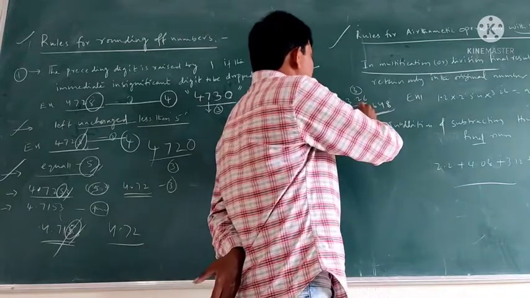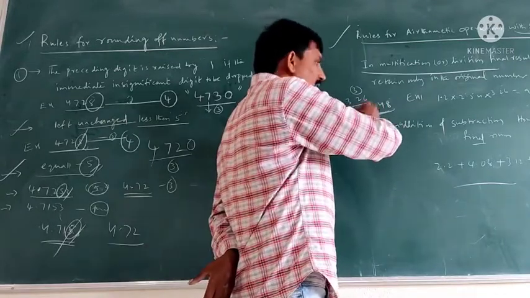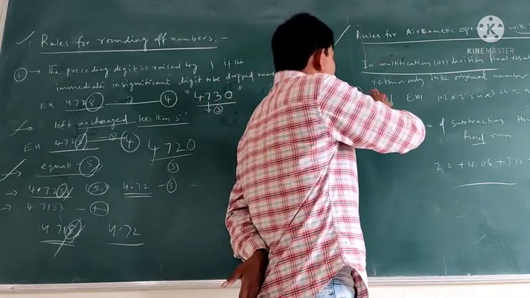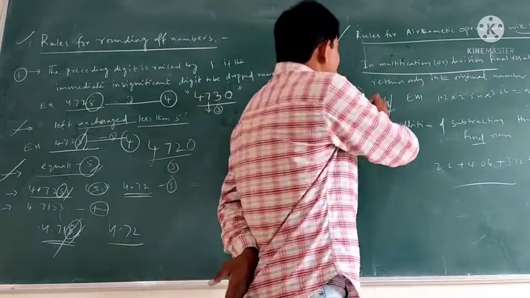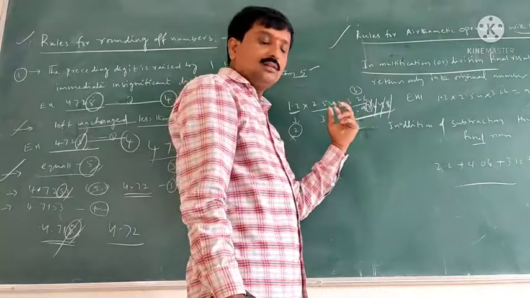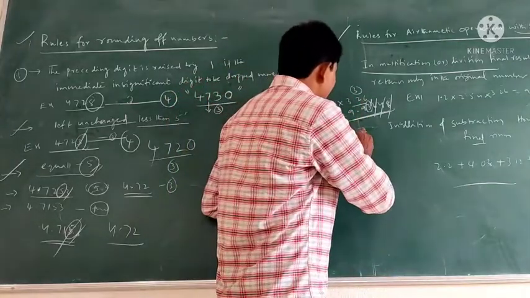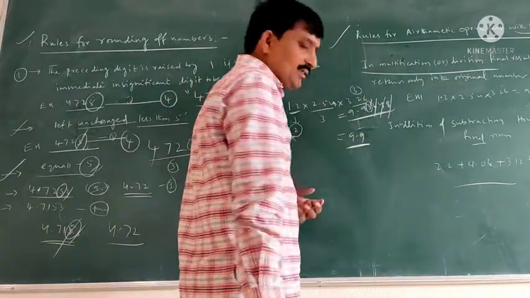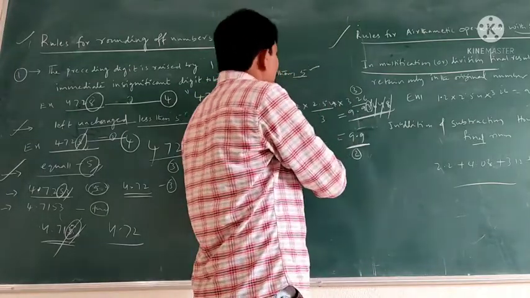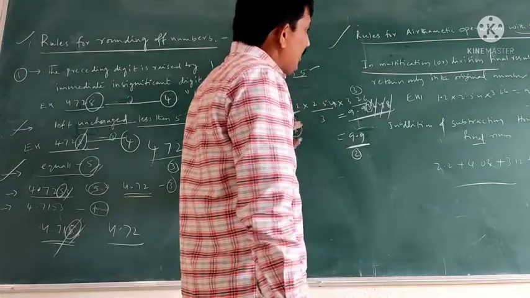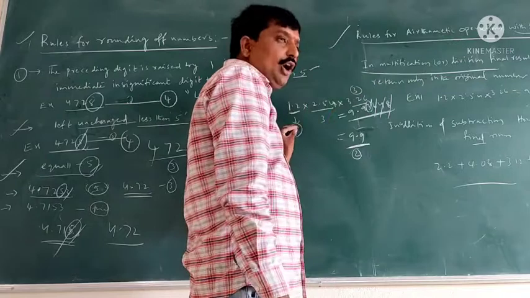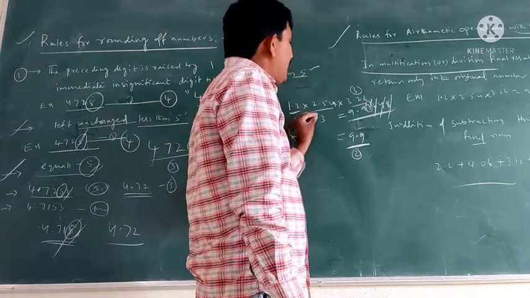So 9.93648 is rounded to 2 digits. We remove 8, 4, 6, 3. Now the 3 is being removed, and 3 is less than 5. When it is less than 5, we do not add. So we directly rewrite it: 9.9 is the right value. 9.9 has how many digits? 2 digits.